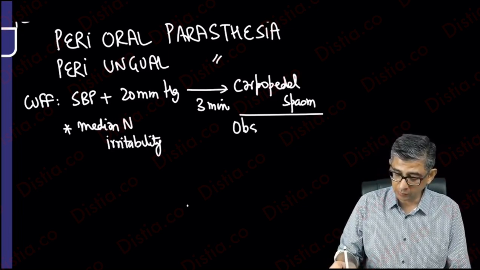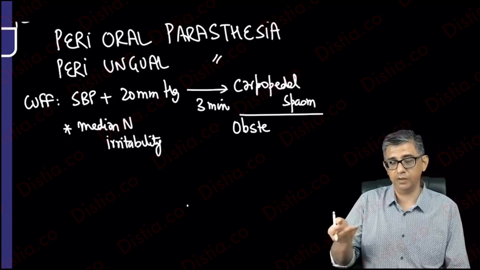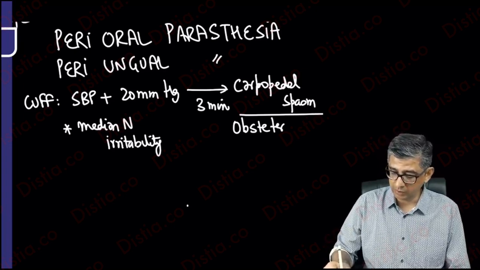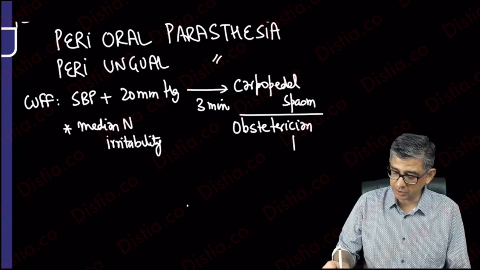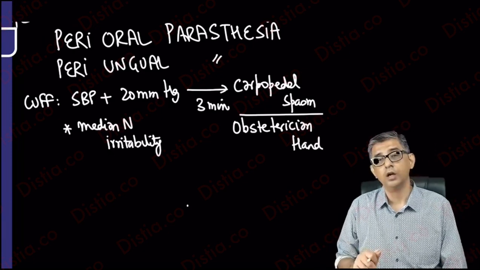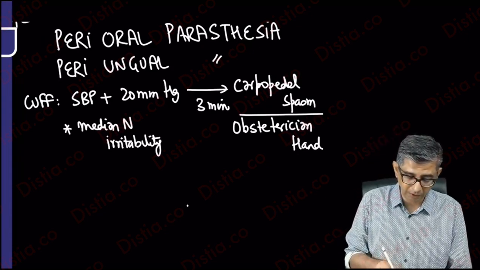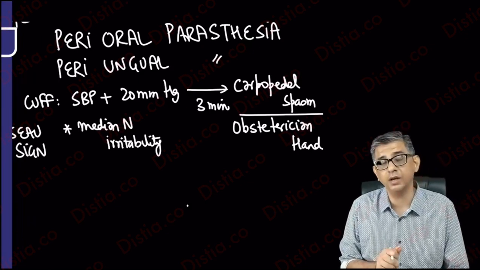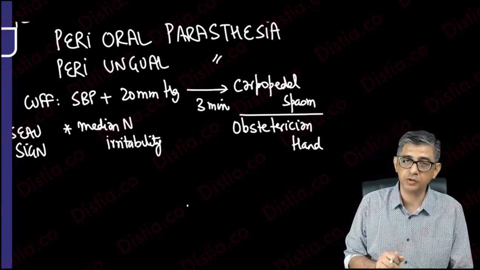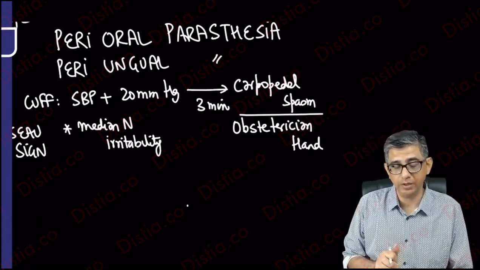Another way to describe this would be the position of the hand the way I showed it. This could be written in an MCQ also as obstetrician's hand. Now, the technical term used to describe everything that I have written currently on the board before you, or on the slide, is called Trousseau's sign, which is one of the features of symptomatic hypocalcemia.